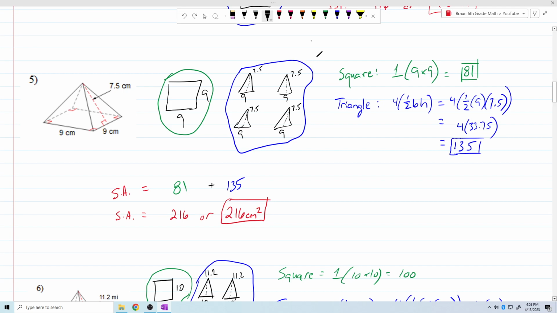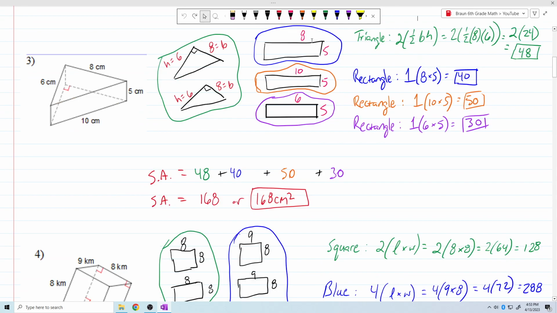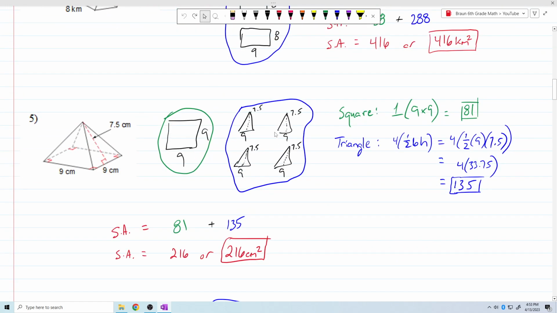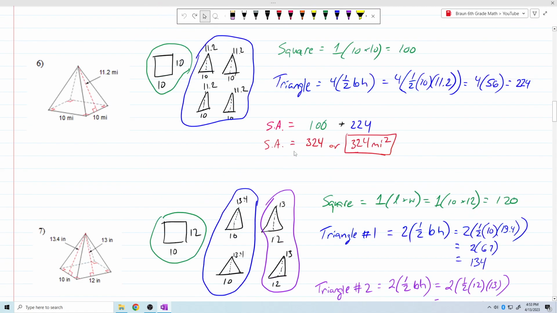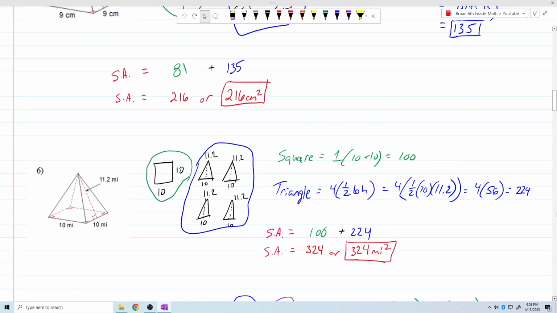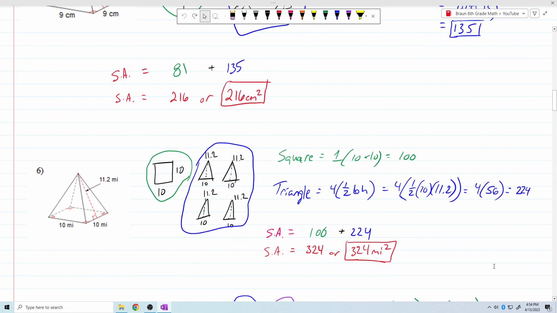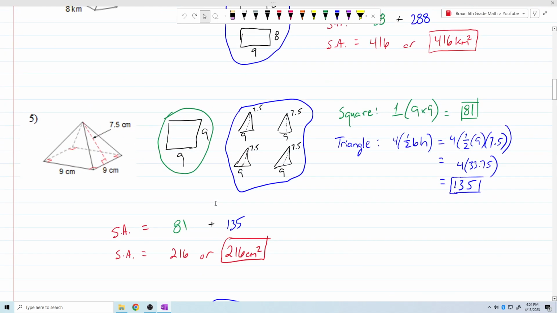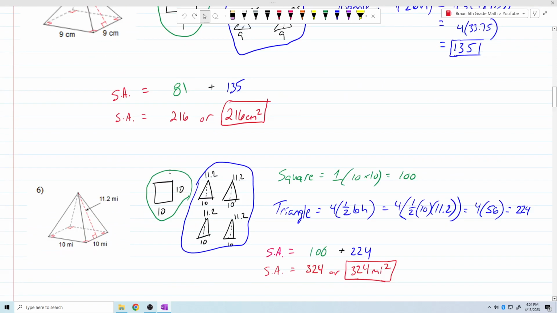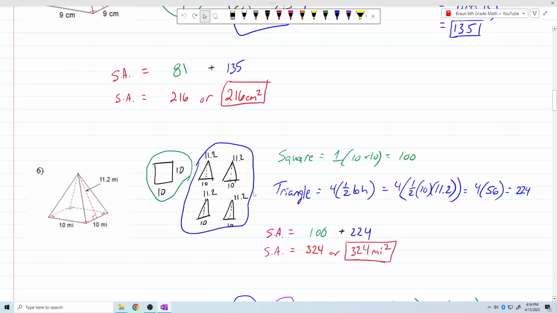Fairly standard square pyramid. Now here, well, same, actually, the very same. This one is the same. Different numbers, same exact thing though, right? 1 square, 4 of the same exact triangles. Get 100, 224, add them up, 324.